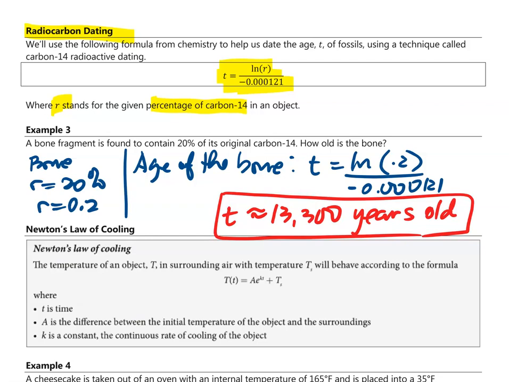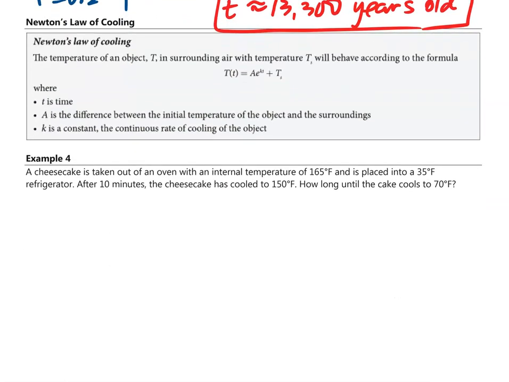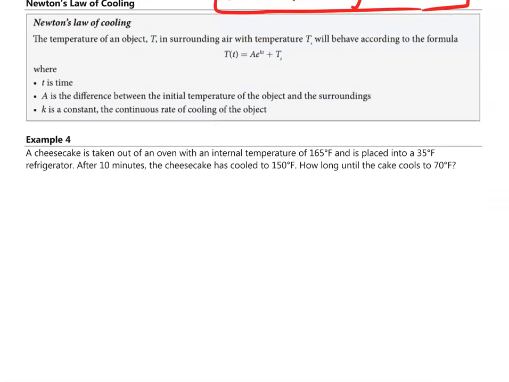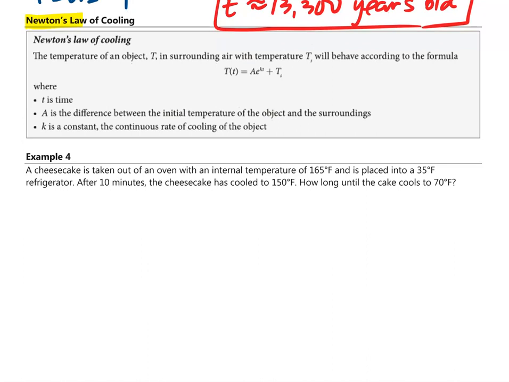Next one. Newton's law of cooling. The temperature of an object in surrounding air with temperature Ti will behave according to the formula T of t is equal to A e to the power of kt plus Ti, where t is the time, A is the difference between the initial temperature of the object and the surroundings, and k is the constant, the continuous rate of cooling of the object.